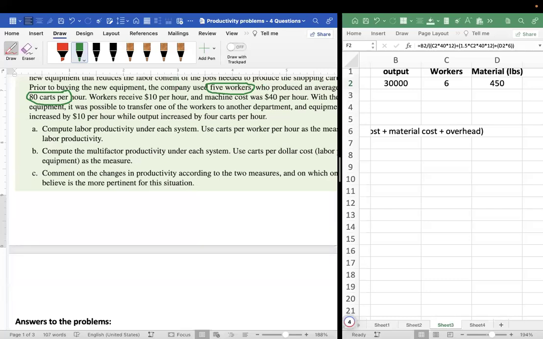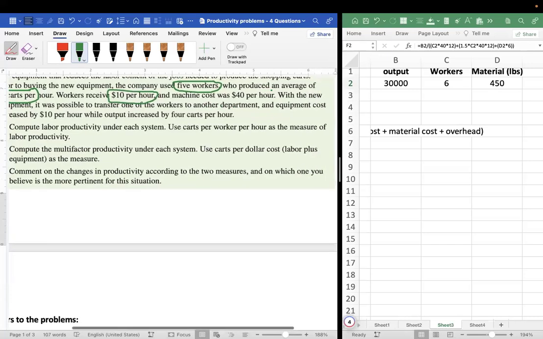Workers received $10 per hour. That's another piece of information related to input, because this is about worker compensation, which means the company is paying all these things. They are paying 5 workers $10 per hour. And then there is another input: machine cost is $40.